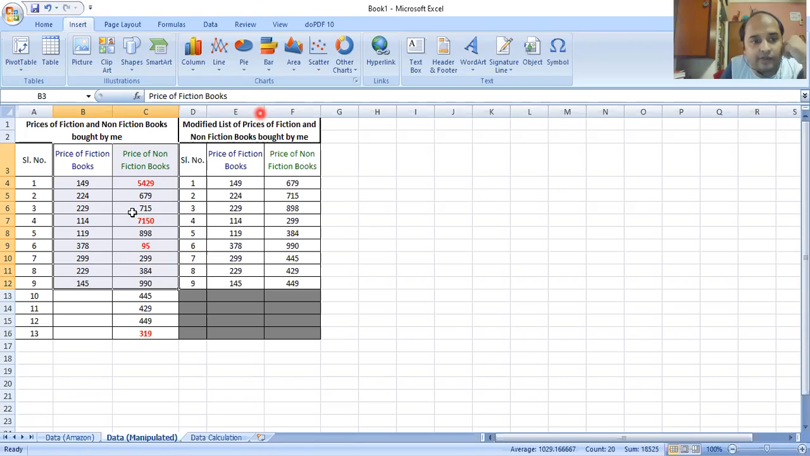Let me select the prices. The prices have been selected, and I'm going to select the scatter diagram. Now see what has happened. Look at the picture very carefully. This is your picture. Let me format the picture a little bit so that you can understand properly.